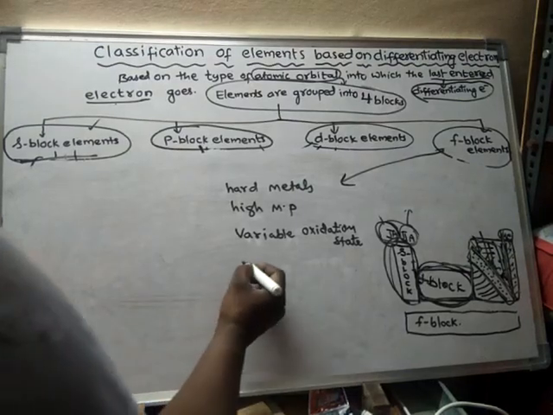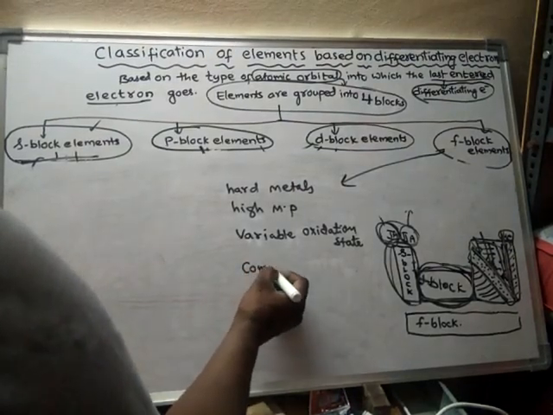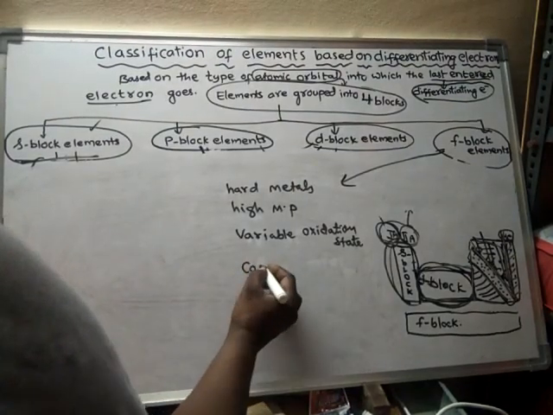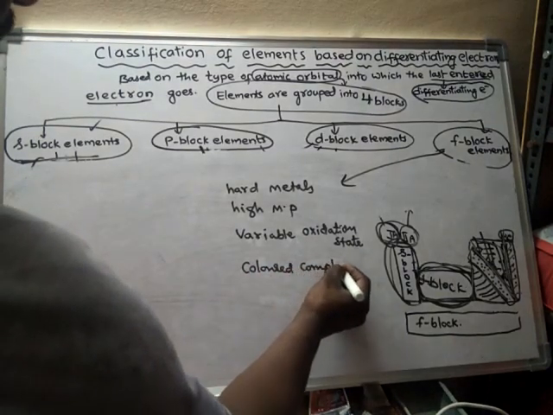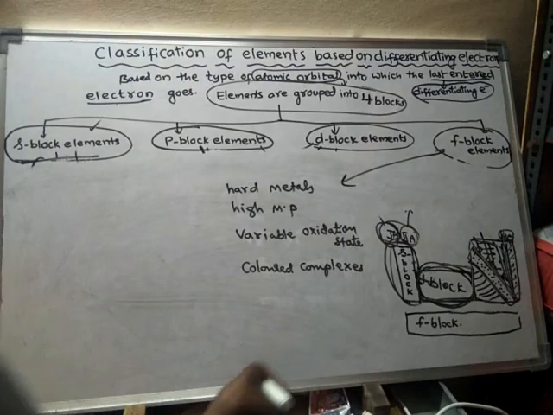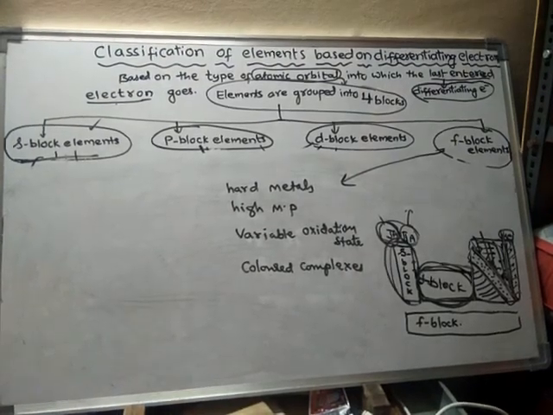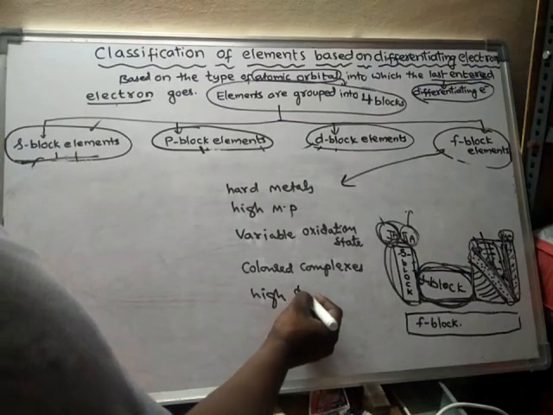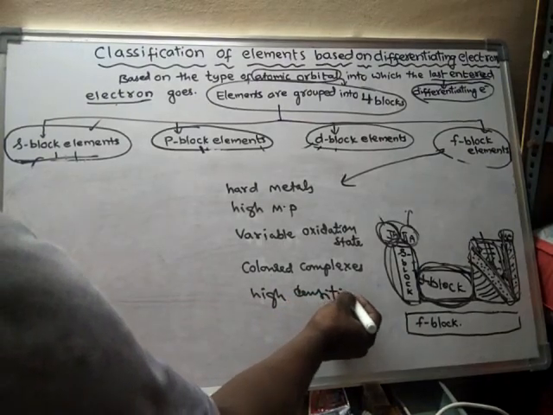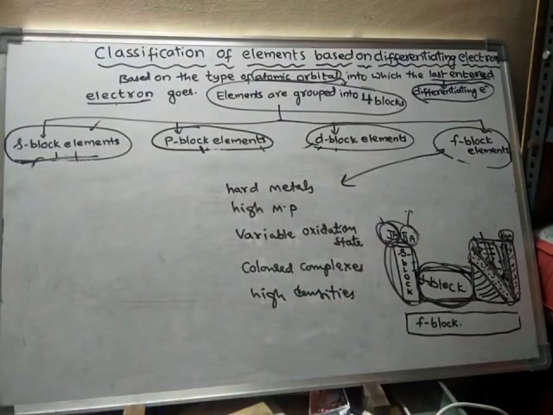They form colored complexes. And they have high densities. So like this, we can discuss some points about the F block elements.